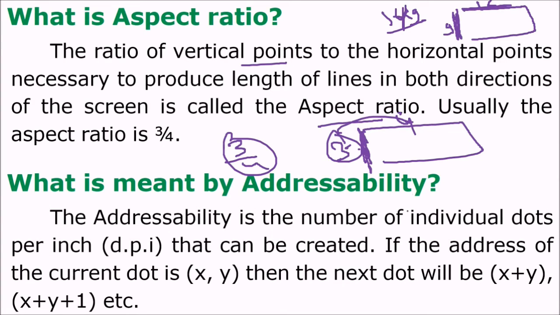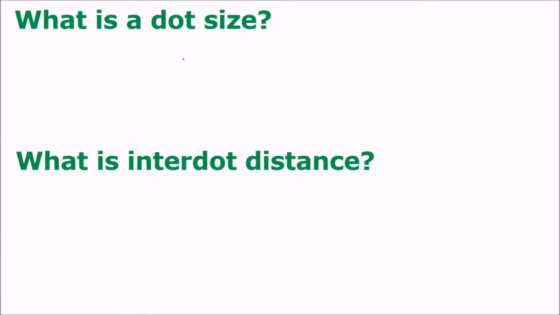What is meant by addressability? Addressability is the number of individual dots per inch, DPI, that can be created. If the address of the current dot is say (x, y), the next dot will be (x+1, y), then (x+2, y), like this.